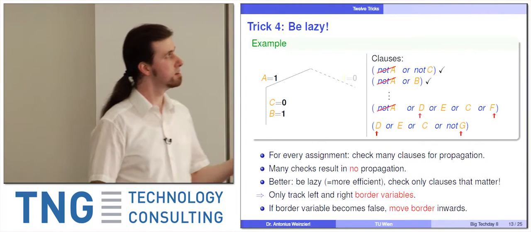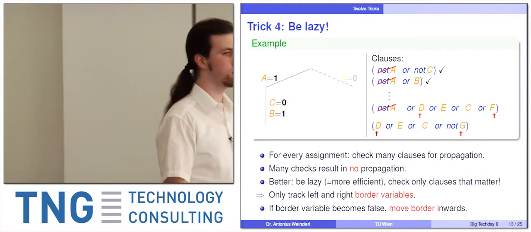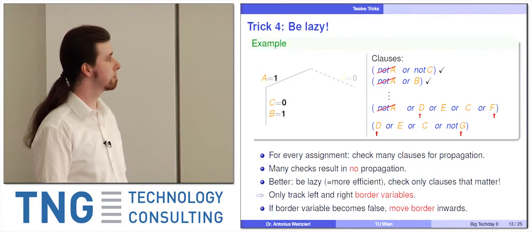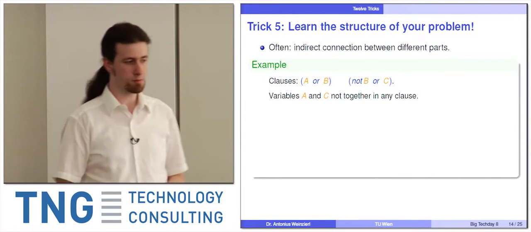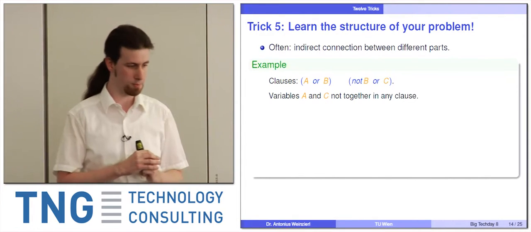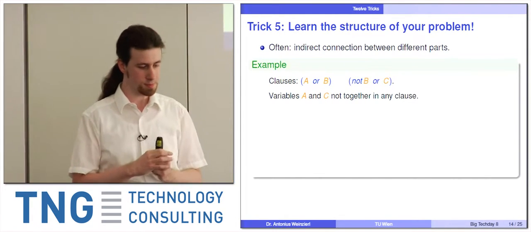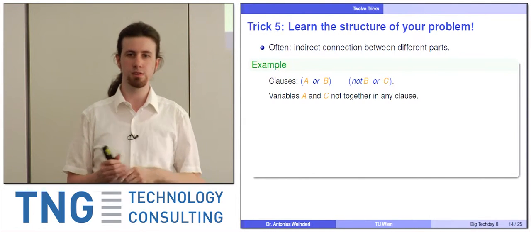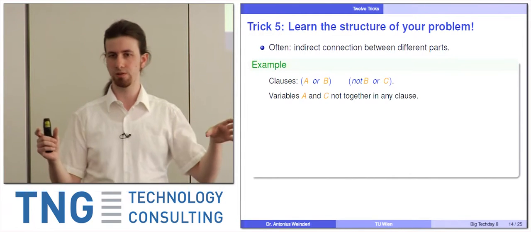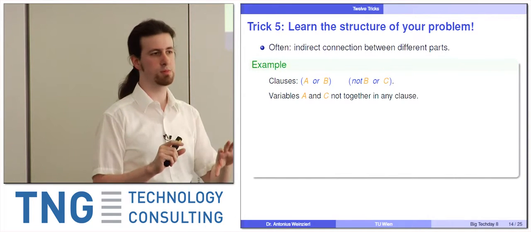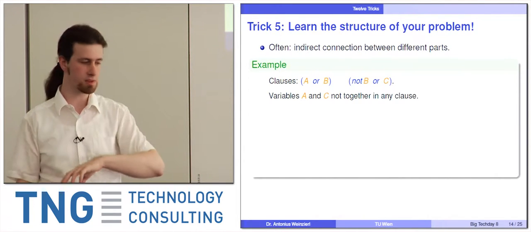Because if we do wrong assignments, then we save a lot of time if we do backtracking later on. Okay, so being lazy. And this is also a very important trick. Learn the structure of your problem. Because if you get an instance of a SAT problem, then it is often encoding something in the real world. And things in the real world are connected to each other. Or one thing is influencing something else.